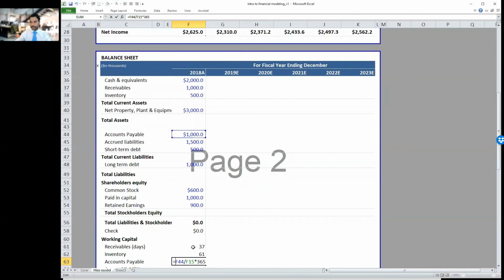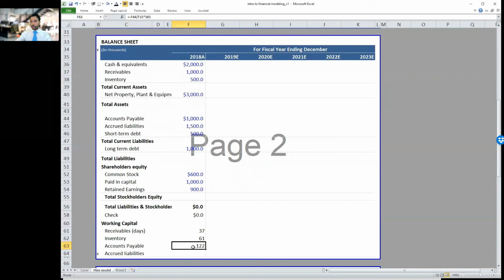And again, let's convert this. Let's actually just put a dollar sign. Let's keep it simple. So 122, in terms of days, right? Accounts payable is the amount of money that you owed your creditors, your suppliers.